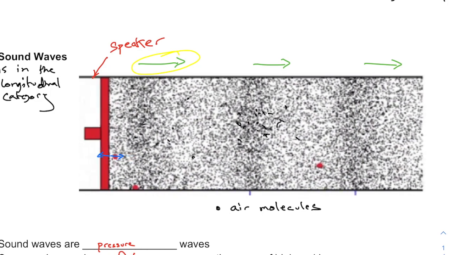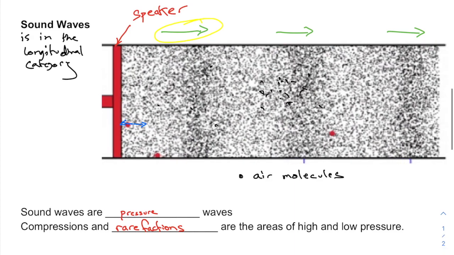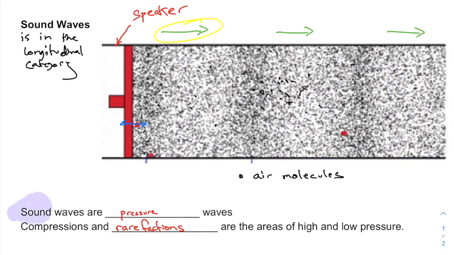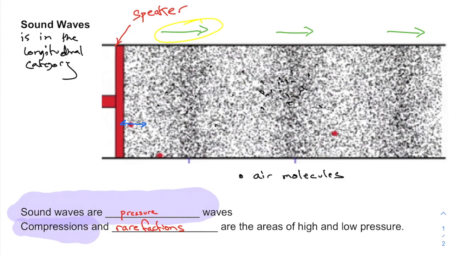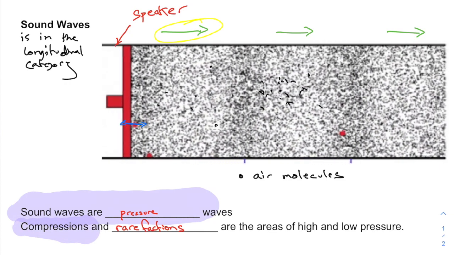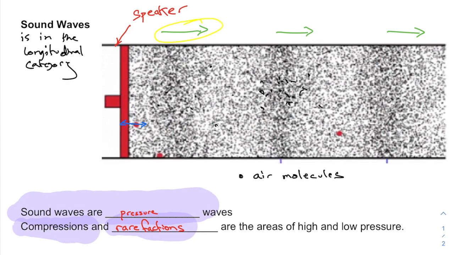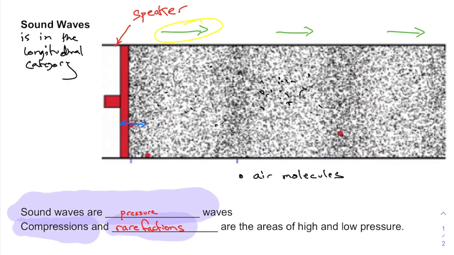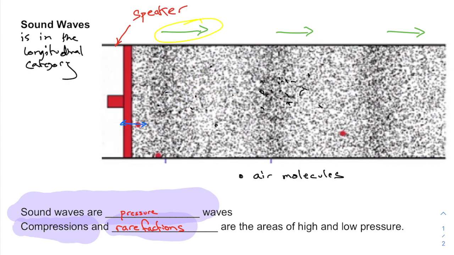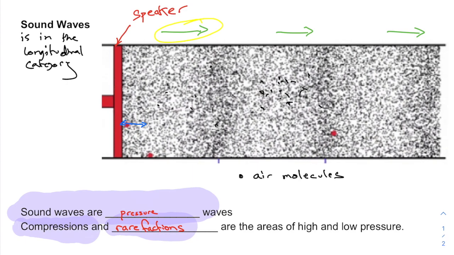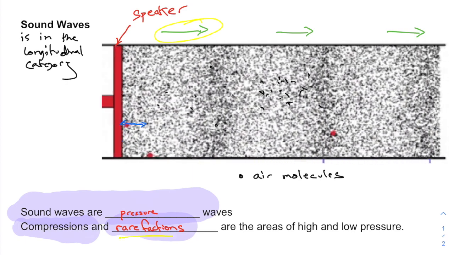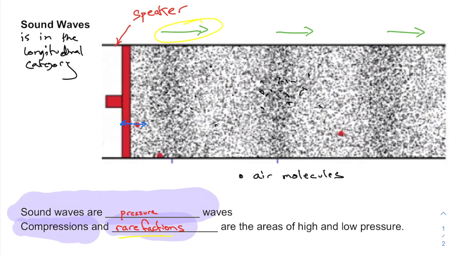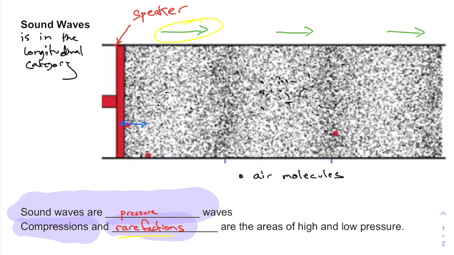Just a couple facts about sound waves. Remember, sound waves are pressure waves. Compressions are where you have all the air molecules tightly packed, and rarefactions are where the molecules are loosely packed, with a lot of space in between the air molecules. A rarefaction is probably a new word for you. It's just the opposite of a compression, so don't get too confused by that. And those are the areas of high and low pressure.